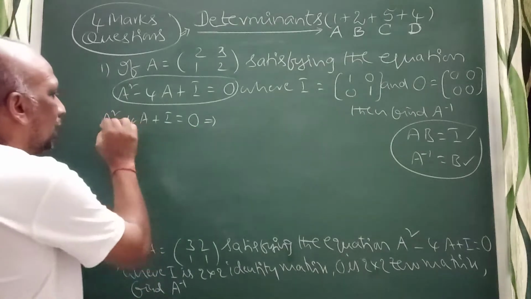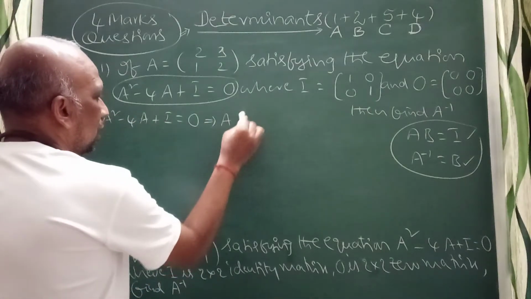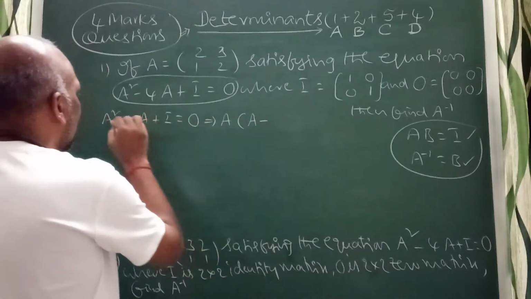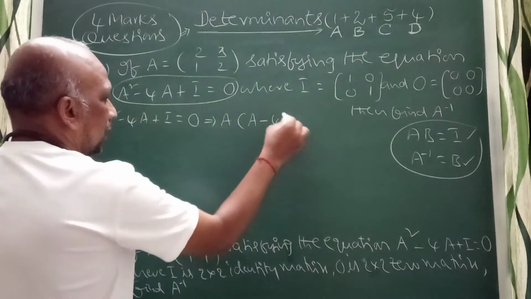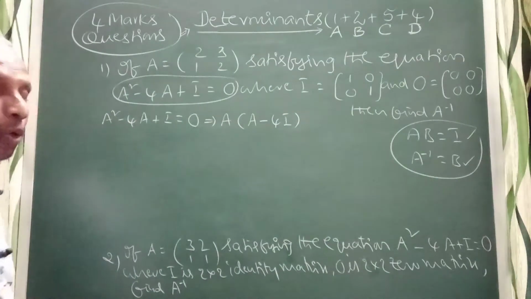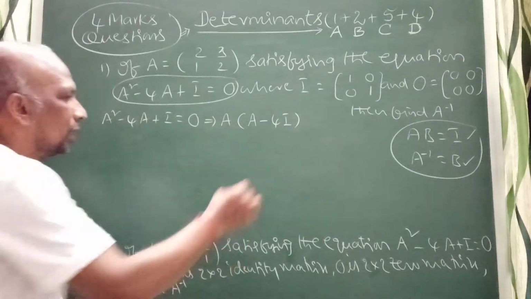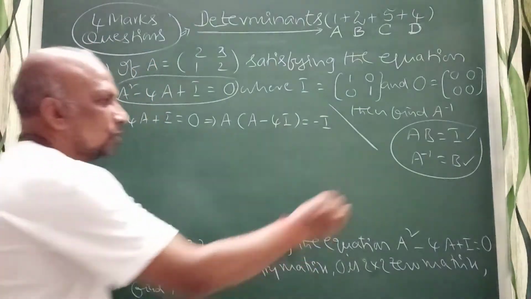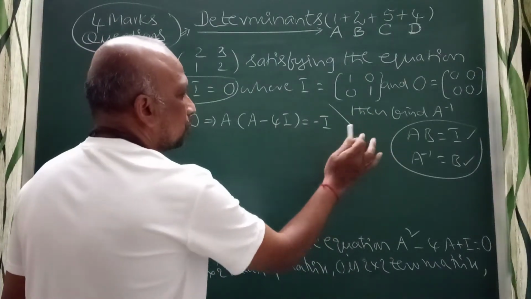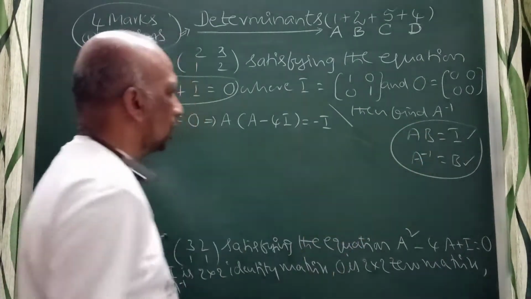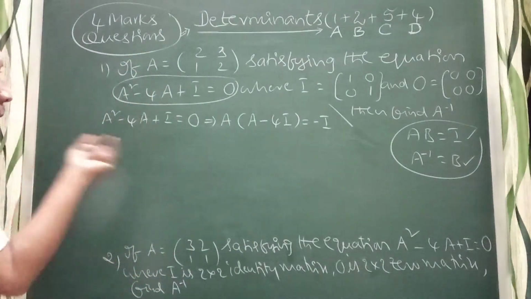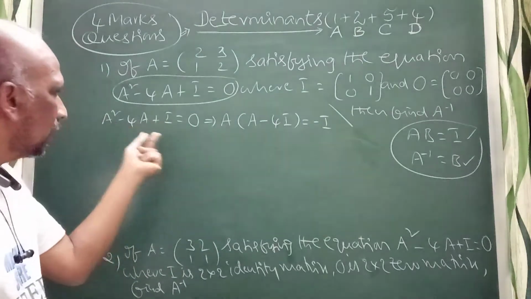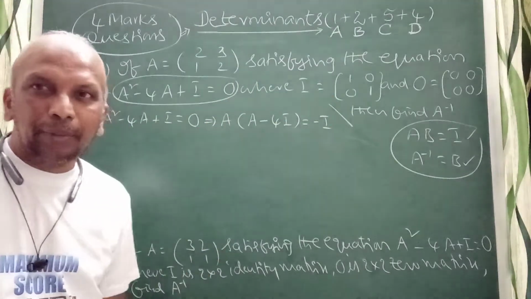What can I do here? I can take A common, right? If I take A common, I can write A minus 4I, and multiplying, A minus 4I is equal to minus I. Correct? So this is the definition. I have taken A common: A into A square, A into 4I gives 4A. I have transferred that side.